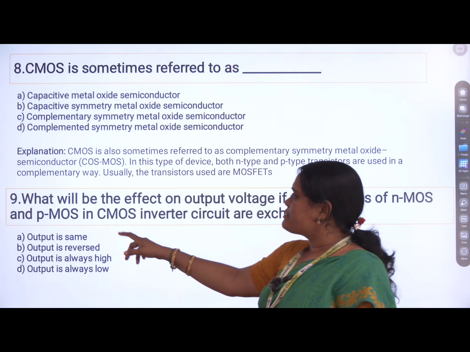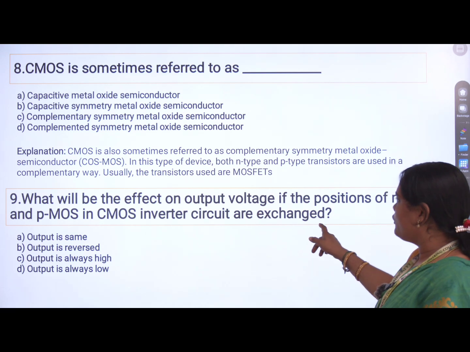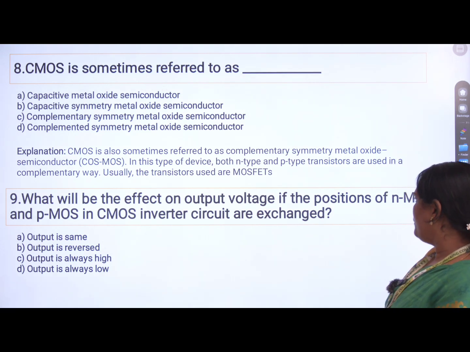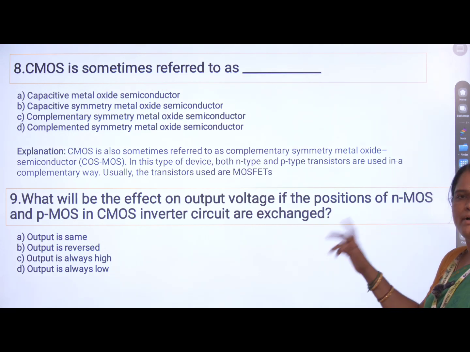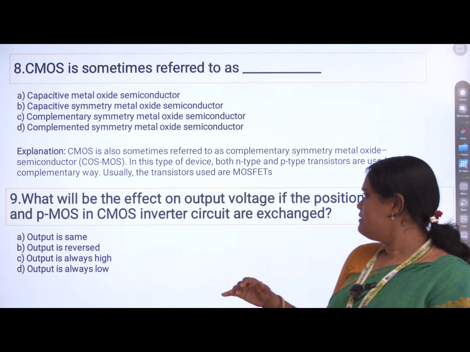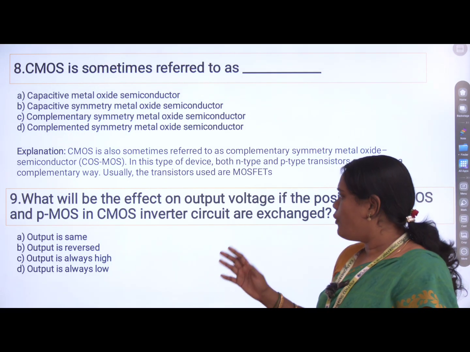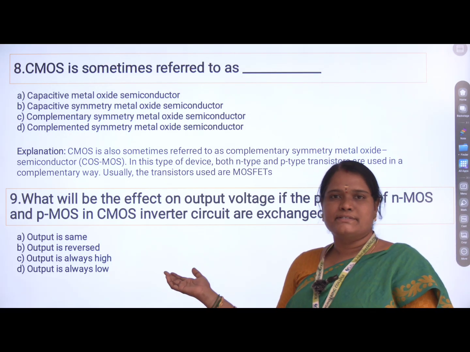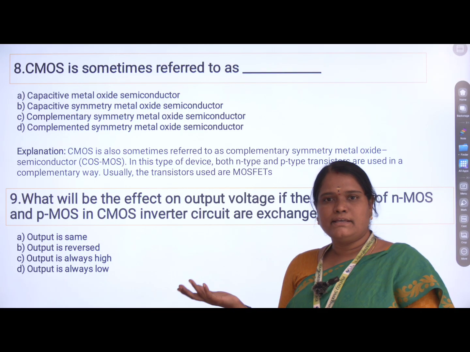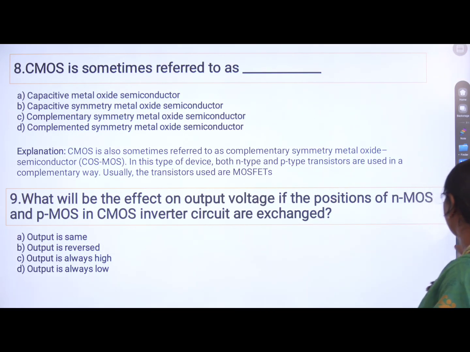So the next question: what will be the effect on output voltage if the positions of NMOS and PMOS in a CMOS inverter are exchanged? The output also will get reversed, because while reversing the circuit, the output also gets reversed.